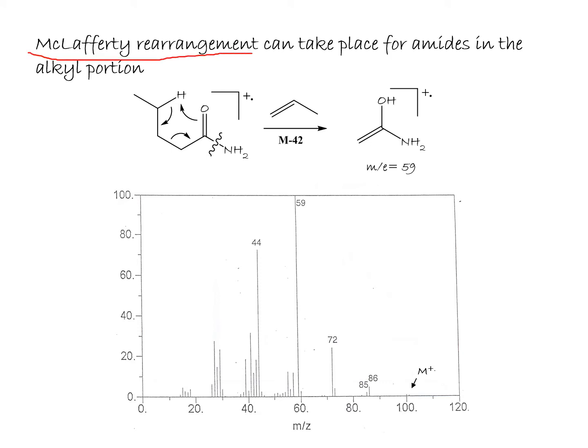McLafferty rearrangement can take place for amide too, if you have again more than 4 carbons. So we have here alpha, beta, gamma. This hydrogen is close to the oxygen, abstracting H, forming a double bond, breaking a single bond, getting the neutral species out, leaving a peak at 59.